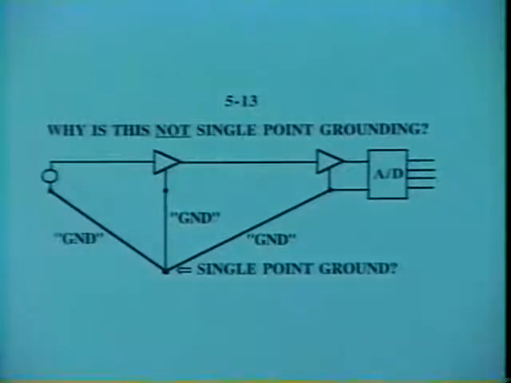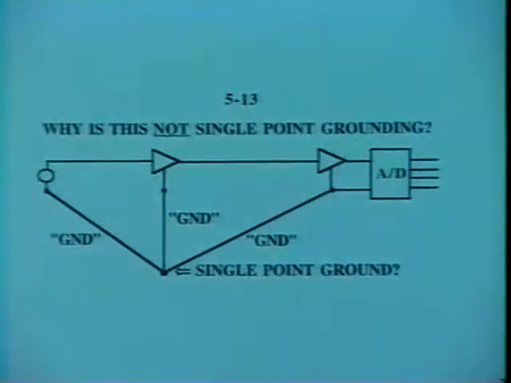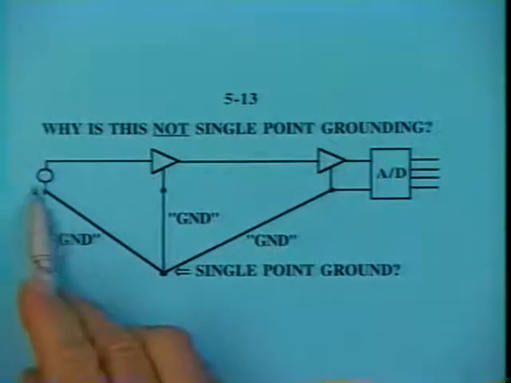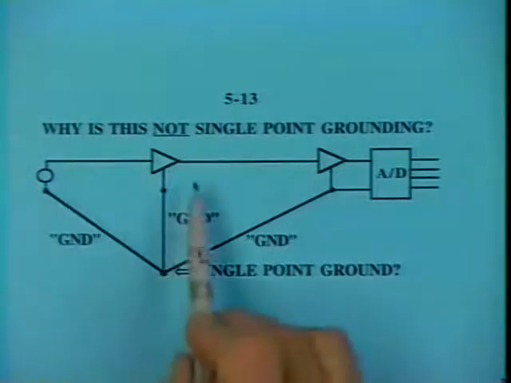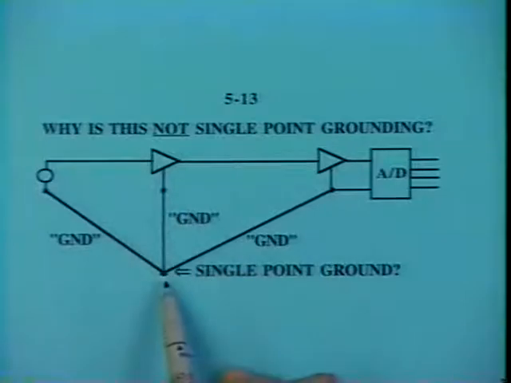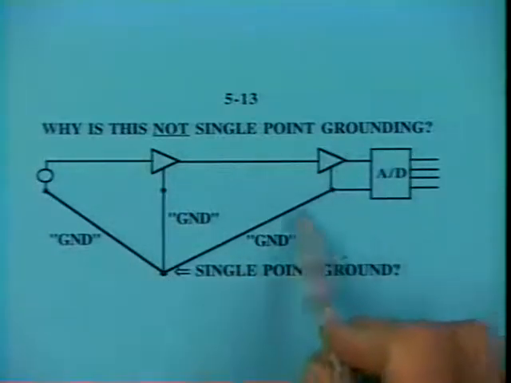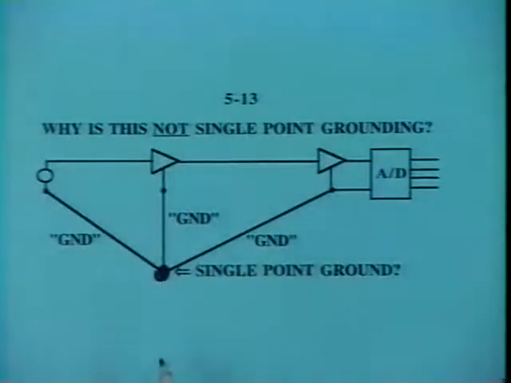Is this single point grounding? That's the question. Well, this is the way we would say this. We have the sensor ground, the preamplifier ground, and the A to D converter ground. We have all three grounds tied to the same point. That's the way we're going to discuss this. But you see, that's not right. These are not grounding conductors. These are current carrying conductors.